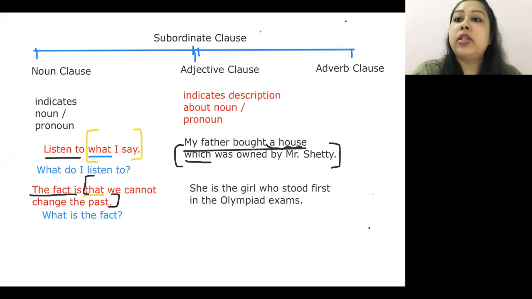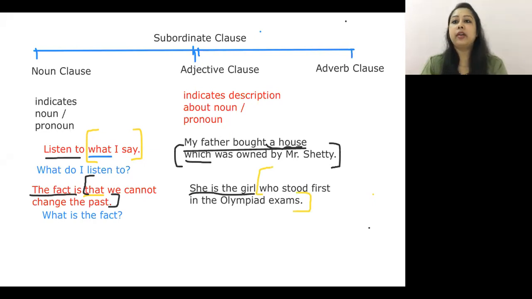Who stood first in the Olympiad exam becomes my subordinate adjective clause. Perfect. Very good. So even this is understood. Everybody understood this as well.